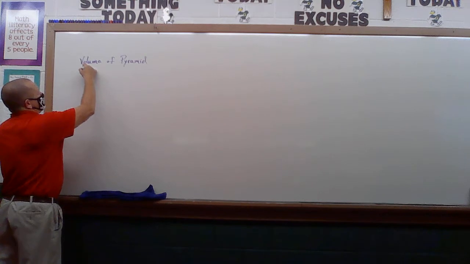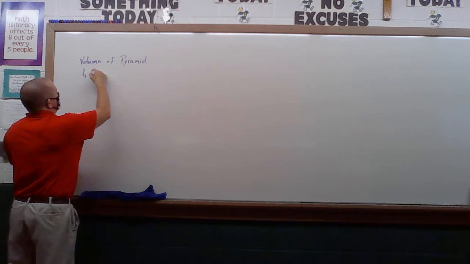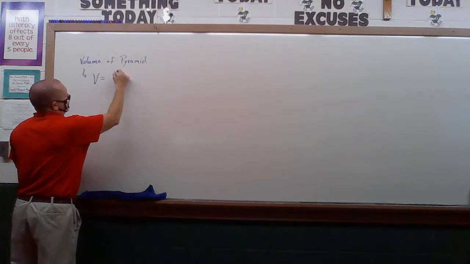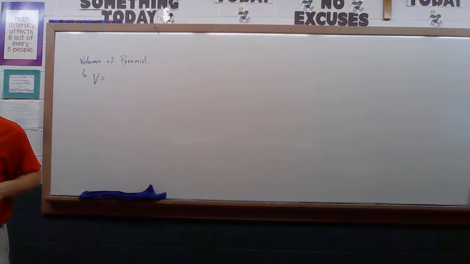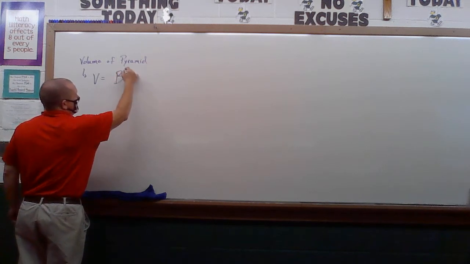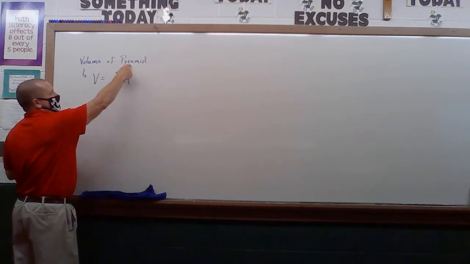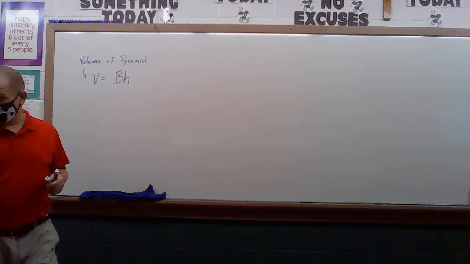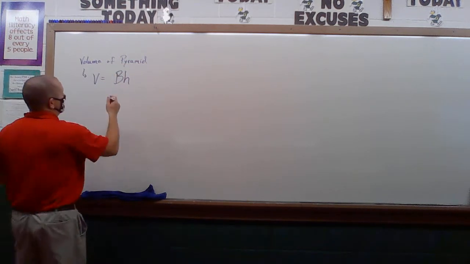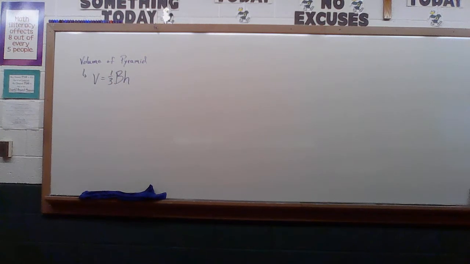Right? So the volume of a pyramid is going to simply be V equals, what did we have for volume yesterday? Capital B times H, right? So we're still going to use that. Every single one of them has been capital B times H. But now, because it's a pyramid compared to a cylinder, we're going to take 1/3 of it.